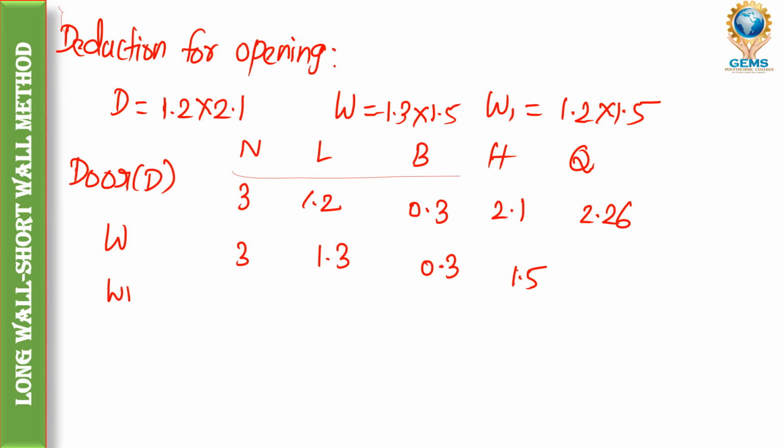Then for W1 we need to calculate. For W1 the same thing, we have three windows. The length will be 1.2, the breadth will be 0.5, and the height will be 1.5. So we will get some values. This is the normal deductions for openings.